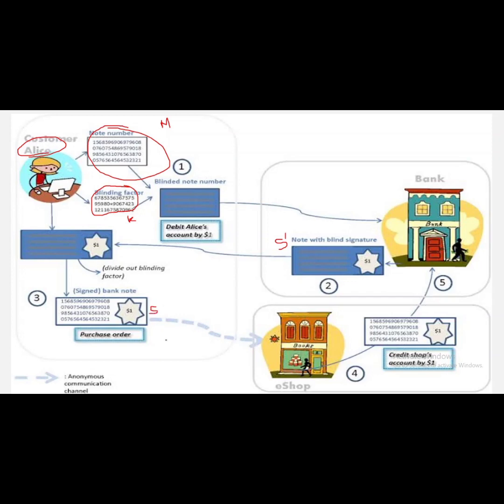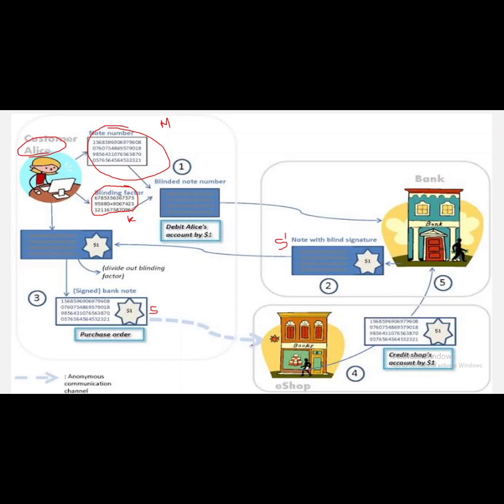So now S is transferred to the merchant who is selling the books, and the merchant can now exchange the electronic currency for real money from the bank, since the bank has already signed the e-coins.